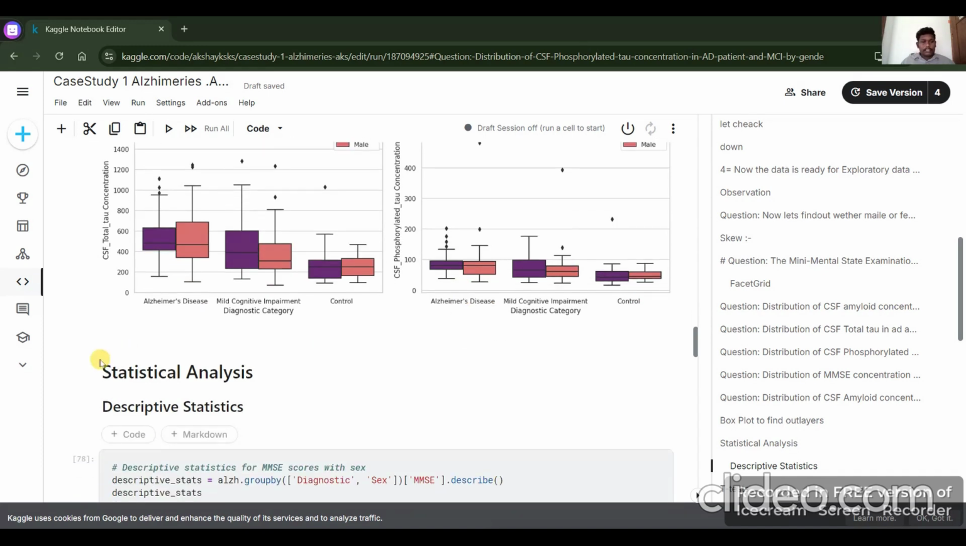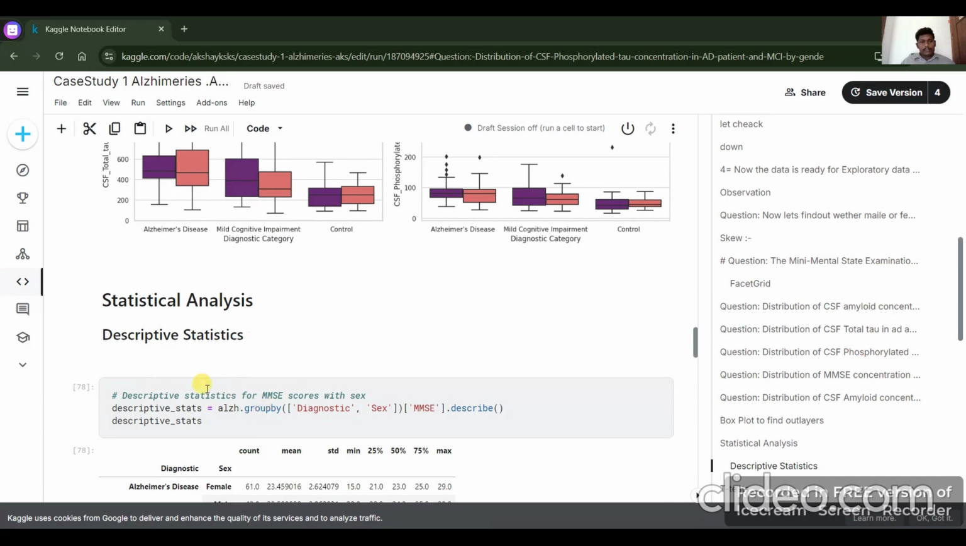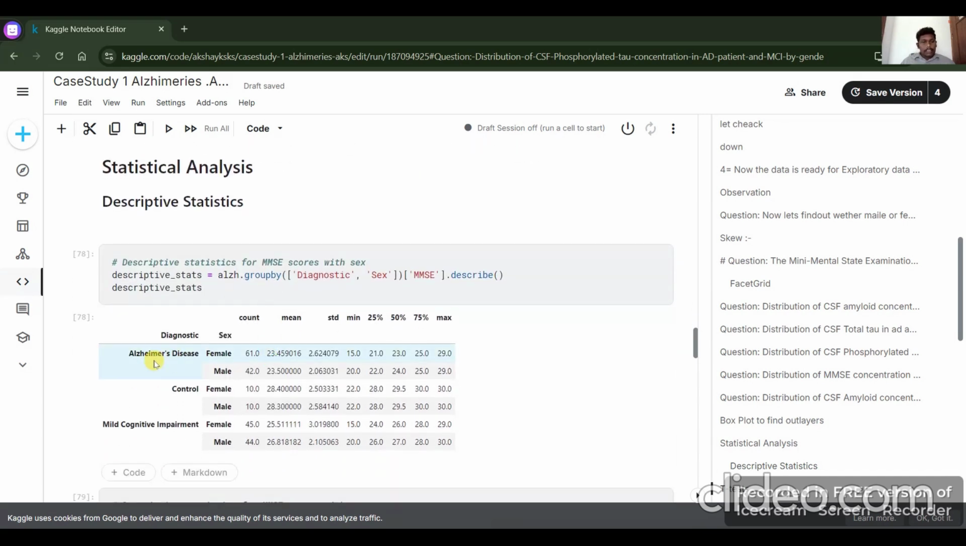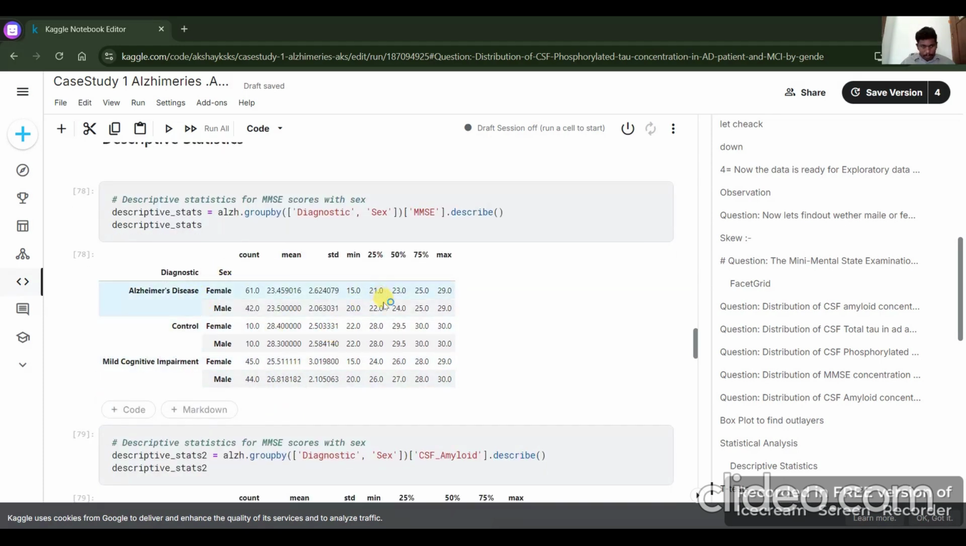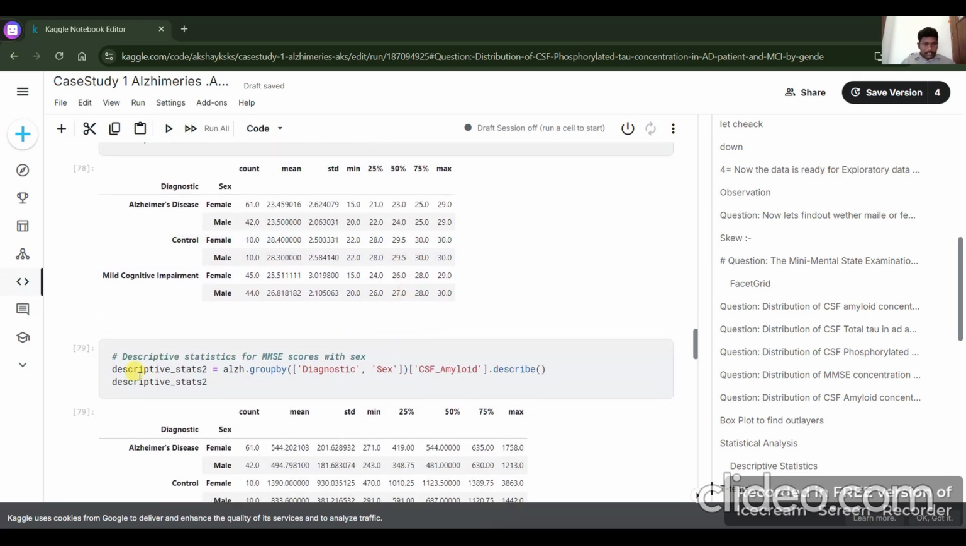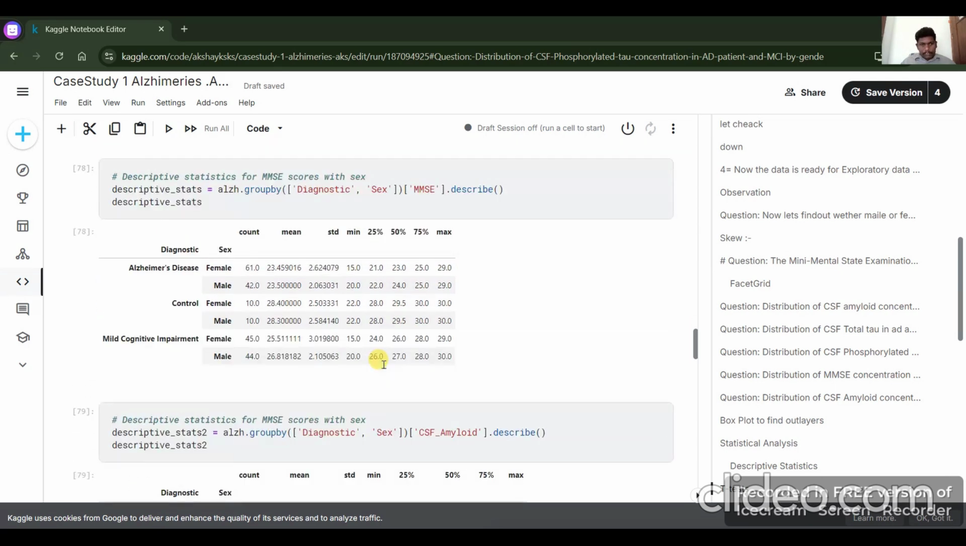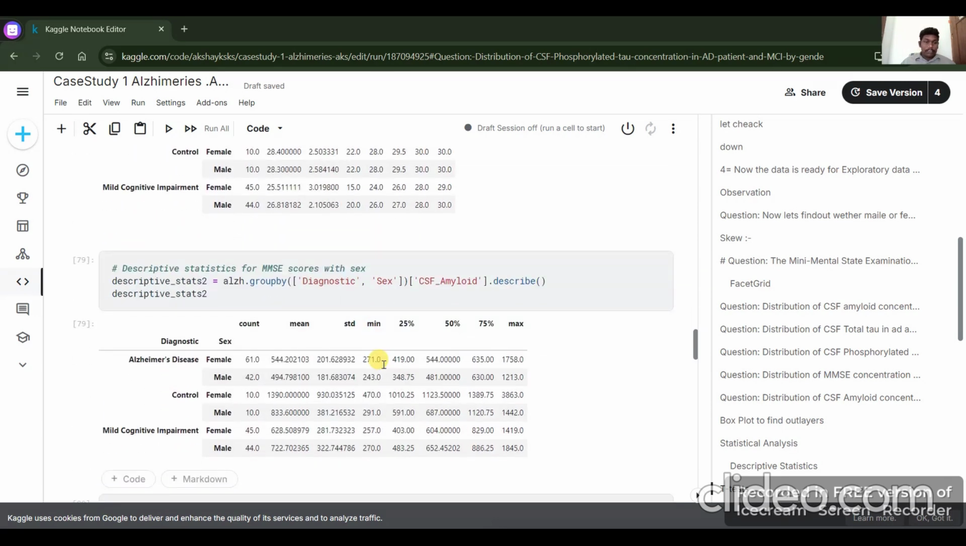Now the statistical analysis. These are descriptive statistics of MMSE for diagnosis and sex. Alzheimer's disease female: count, mean, standard deviation, minimum, 25%, 50%, 75%, max; and likewise for Alzheimer's disease, control, MCI. These are the variations of this plot. This is the same. Okay, sorry.